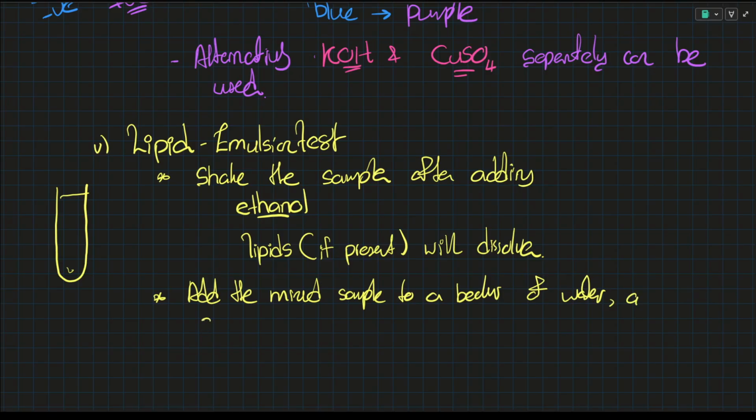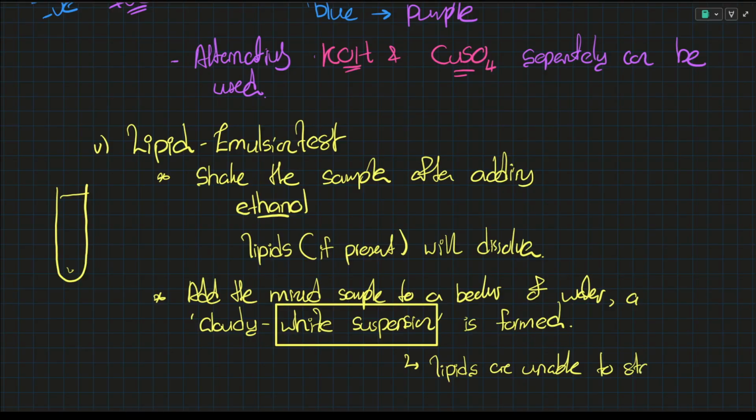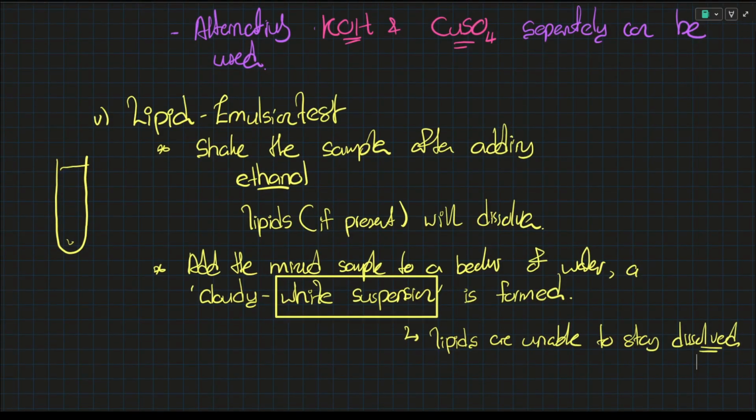Once you do that, you're going to get a cloudy white suspension. Why do you all of a sudden get a white suspension now? The lipids dissolved previously in ethanol, but now we have water. Therefore, the lipids are unable to stay dissolved. They're getting undissolved. That's a word. These are basically all the food tests you have to know under 2.1, testing for biomolecules.